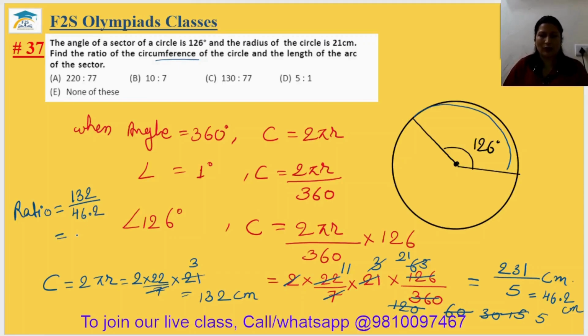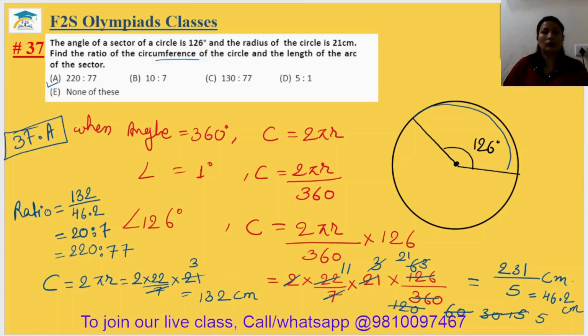If you just simplify, you will get 20:7. But in the option it is given that 220:77. So if you just multiply it with 11, 11 2s are 222, so 220, and 11 7s are 77. So we can go with option A. The 37th answer is option A.